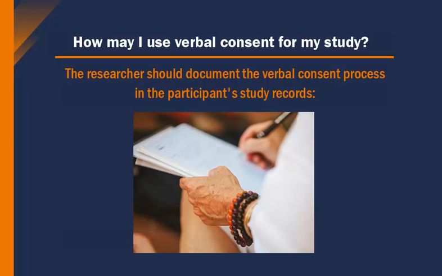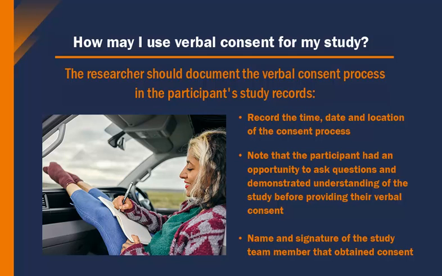In these situations, the researchers should document the verbal consent process in the participants' study records. In this note, you should record the date, time, and location that the consent process took place. You should also include that the participant had an opportunity to ask questions and demonstrated understanding of the study before they provided their verbal consent. Finally, include the name and signature of the study team member that obtained verbal consent from the participant.